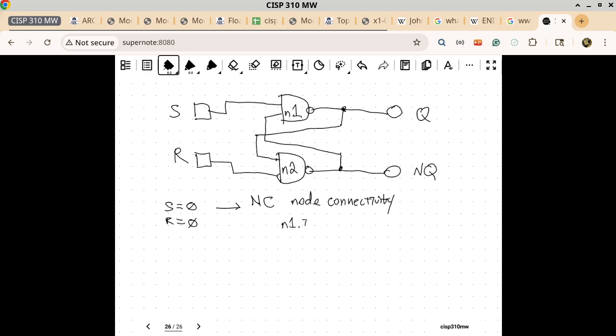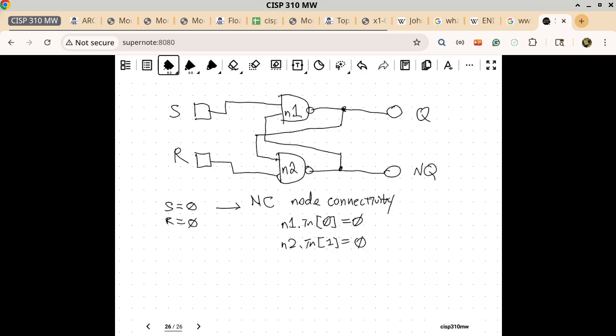Okay, so because of node connectivity, we now can say that n1.in[0] would also be a 0, and n2.in[1] would also be a 0. So now would be a good time to explain what this is. I didn't know that this is an object-oriented programming class with arrays involved. No, no, this is just my notation, okay?